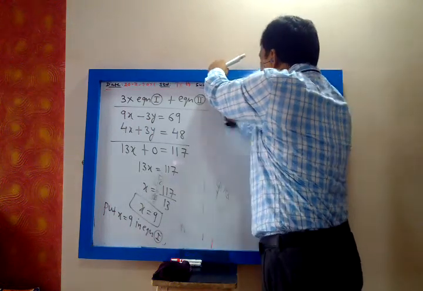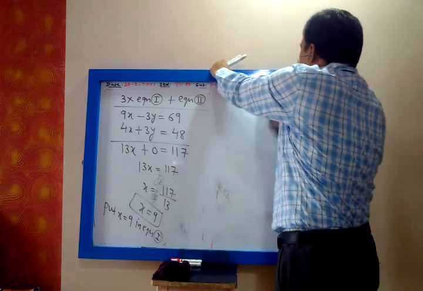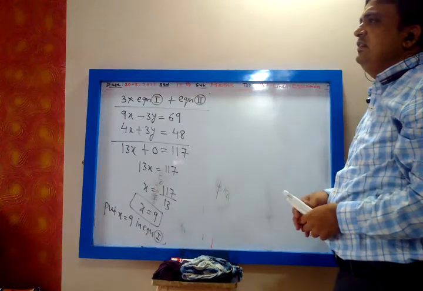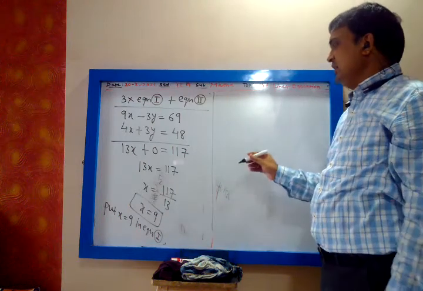Equating coefficient method means we have to make either the coefficient of x equal or of y equal. And whenever they have the same sign, we subtract, change the sign of the second equation. Whenever they have opposite sign, we add, do not change the sign of the second equation.